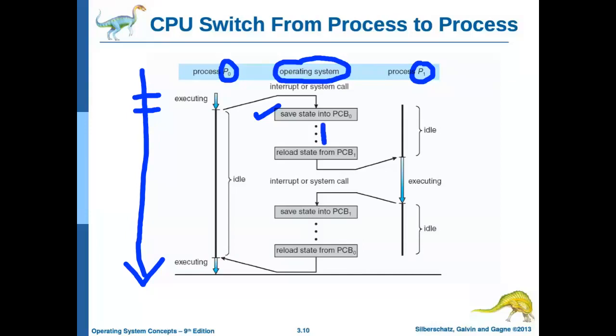Scheduler selects the next process. I assume that process P1 is selected by the scheduler in this time. Then the operating system will reload the state from PCB1, because the process control block for this process has to be loaded. And during this time, note that P0 is also idle, not executing. P1 is also idle, that is not executing. Once you reload the state for P1, now at this place, P1 starts execution.